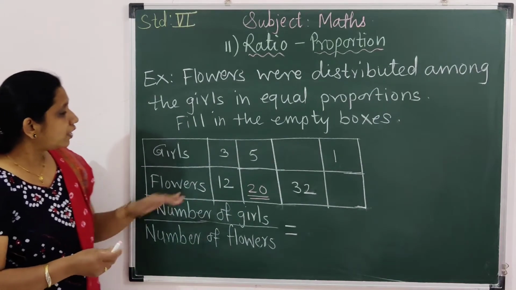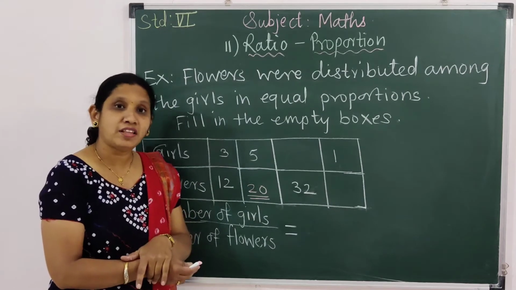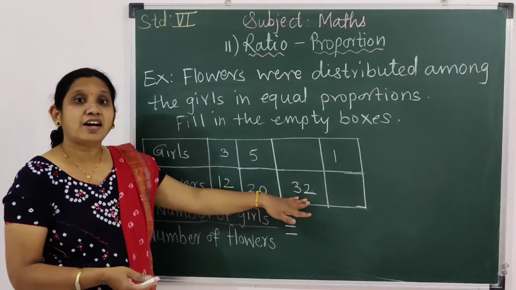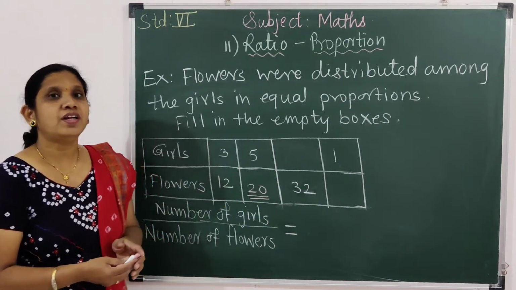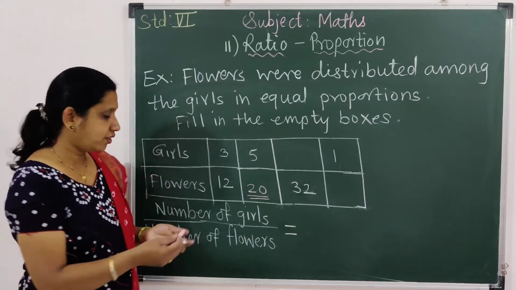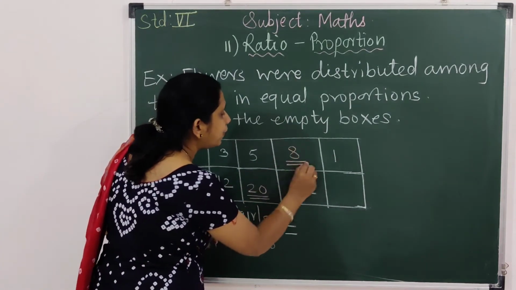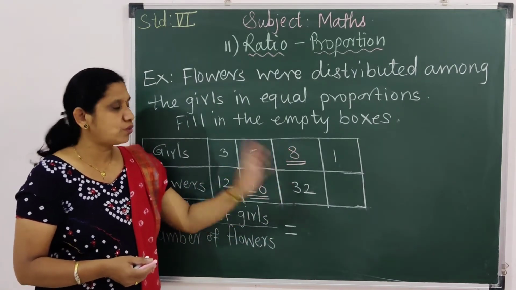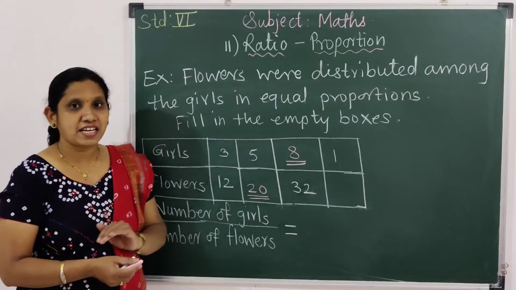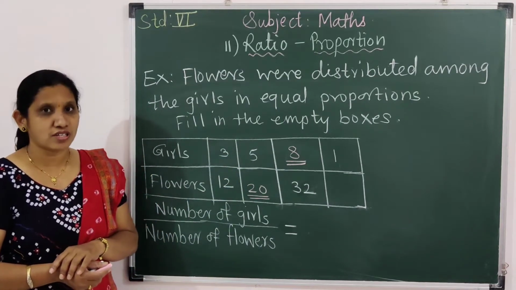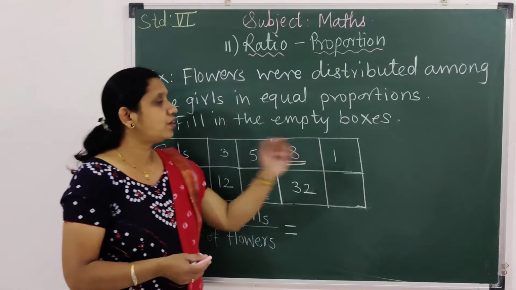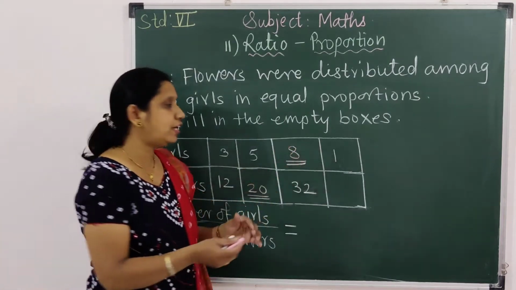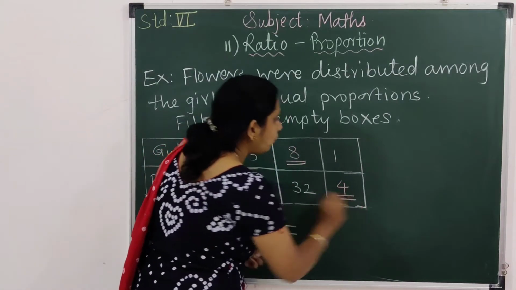Alright. Now here flowers have already been given, 32. Children, then what to do? We have to divide 32 by 4. So 4 eights are 32. We'll get the number of girls as 8. If you multiply 8 by 4, 8 fours are 32. So your answer is correct. You can check it yourself also. Now the number of girls given is only 1. So they will get how many flowers? Of course 1 into 4. They will get 4 flowers.